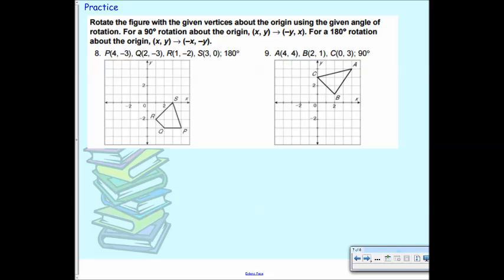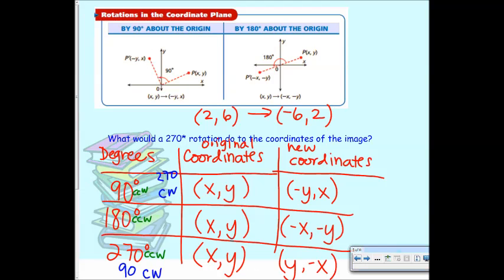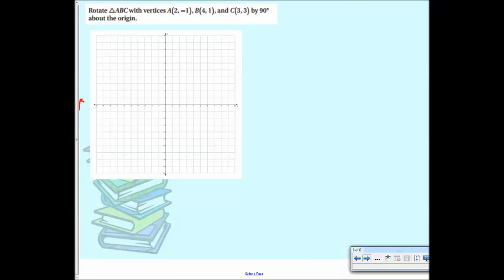All right, so let's try this one then. So that will be 90 degrees. That would have been 90, yeah. All right, so we're going to rotate triangle ABC with these vertices, A (2, -1), B (4, 1), and C (3, 3), by 90 degrees about the origin. So I want to rotate it 90 degrees, which means I'm going to go from (x, y) to what? (-y, x). So I'm going to flip them and make the y opposite. So in this case, A would be (1, 2). Good.